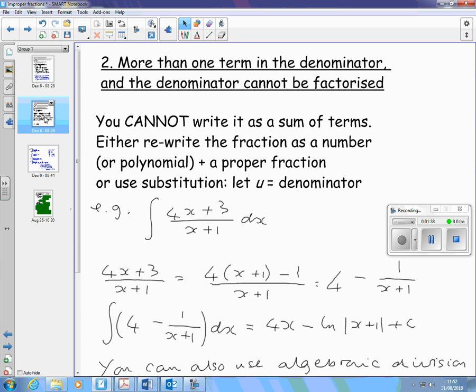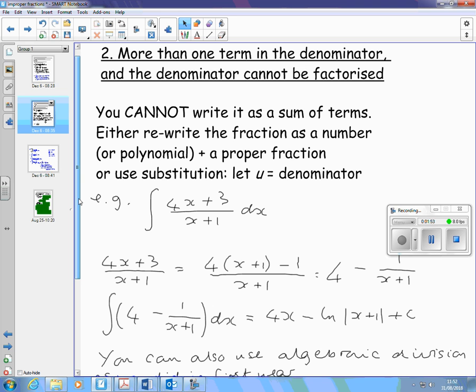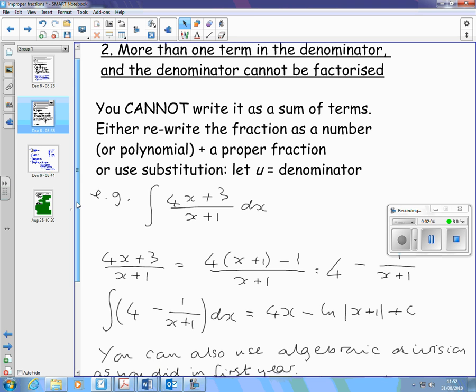The next type is where you have more than one term in the denominator, and the denominator can't be factorized. This time you cannot use the previous method. You can't write this as a sum of terms. So either you use a substitution and let u equal the denominator, or you rewrite the fraction as a number, or a polynomial, and a proper fraction. You can do this using whatever method you're used to using for algebraic division.